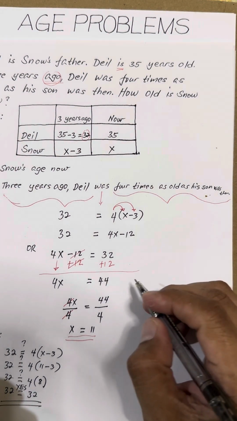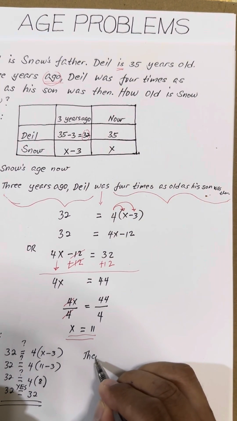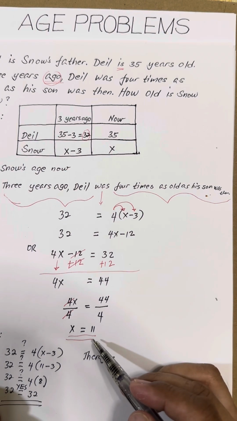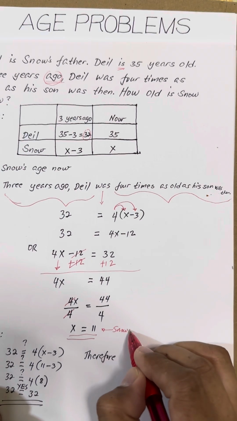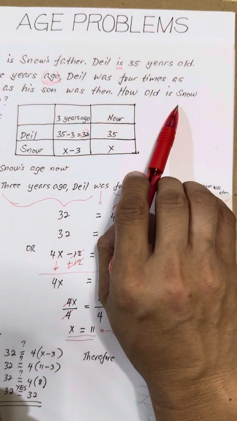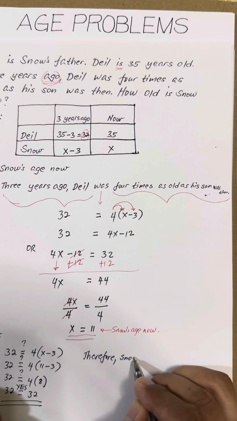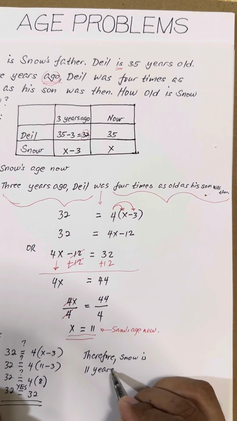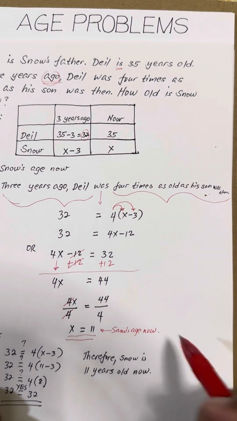So therefore, we can say that our answer, x equal to 11, is Snow's age now. We can answer the question, how old is Snow now? Therefore, Snow is 11 years old now. So this is our final answer.